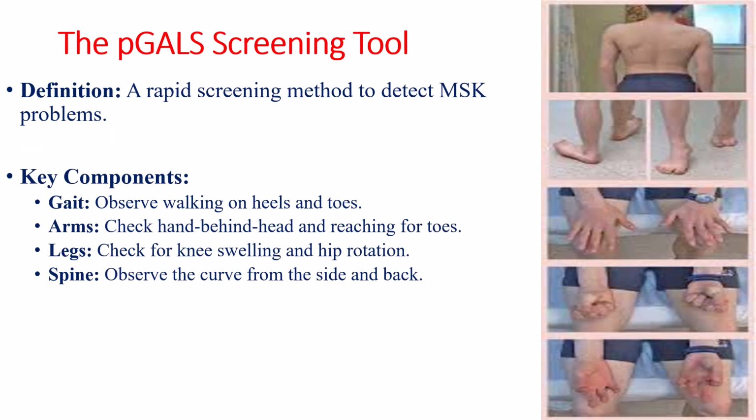The pGALS screening tool is a rapid screening method to detect musculoskeletal problems in pediatrics, even in adults. First, you should ask: do you have any pain or stiffness in your joints, muscles, or back? Do you have any difficulty getting dressed? Do you have any difficulty going up and down stairs? Then check the gait: observation of walking, including heel-to-toe walking, looking for limb restriction and asymmetry.